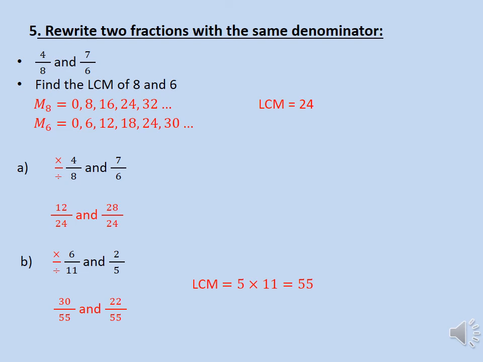Another example, 6/11 and 2/5. The common denominator between 11 and 5 is their LCM, their product 5 times 11, 55. Then I say 55 divided by 11 is equal to 5. 5 times 6 is equal to 30. And 55 divided by 5 is equal to 11. 11 times 2 is equal to 22. Now 30/55 and 22/55 are the equivalent fractions with the same denominator.